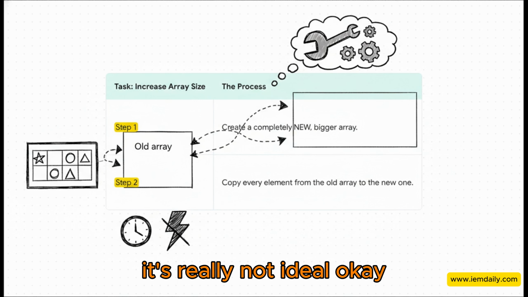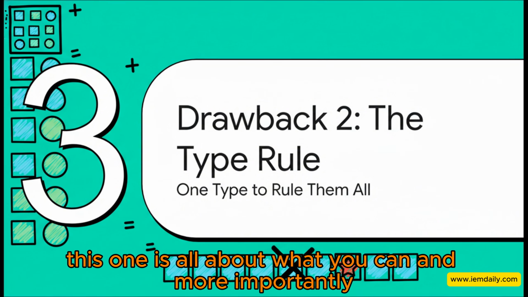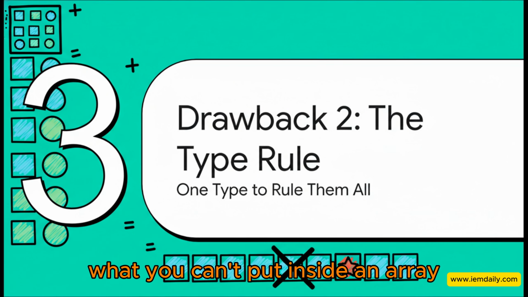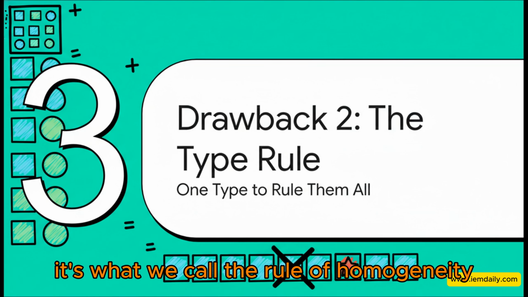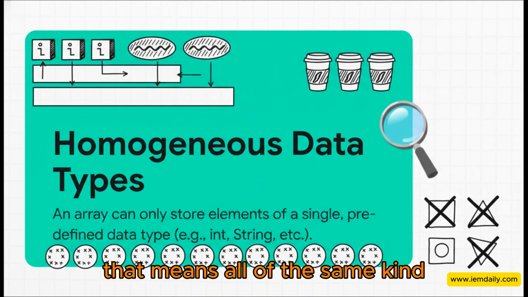It's really not ideal. Okay, on to our second big limitation. This one is all about what you can and, more importantly, what you can't put inside an array. It's what we call the rule of homogeneity. Homogeneous is just a fancy word that means all of the same kind.